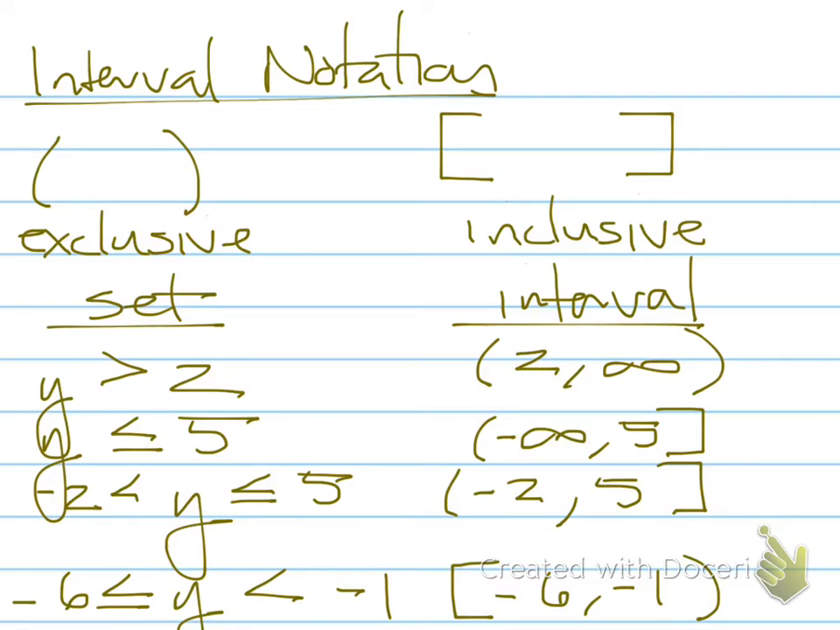For y is less than or equal to 5, we should have parenthesis, negative infinity, comma, 5, and then a square bracket. For negative 2 less than y is less than or equal to 5, we should have parenthesis, negative 2, comma, 5, and then a square bracket. And then for negative 6 less than or equal to y less than negative 1, we should have a square bracket, negative 6, comma, negative 1, parenthesis, since we are not including the negative 1, and we are including the negative 6.